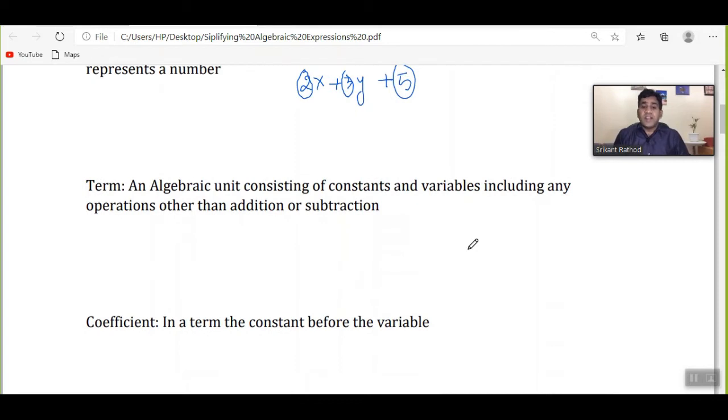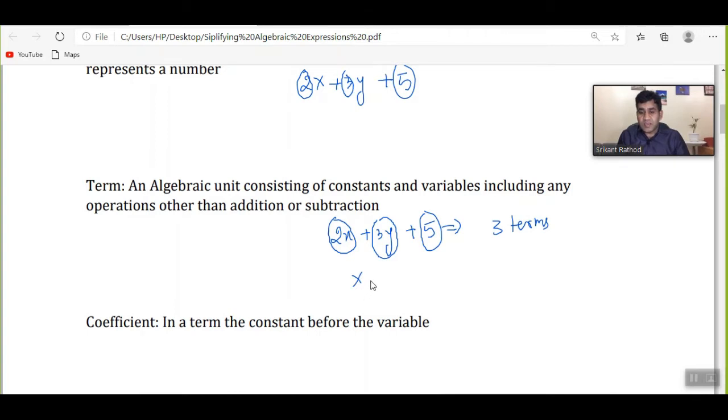A term, an algebraic unit consisting of a constant and a variable including any operations other than addition or subtraction. So it's basically a combination of a constant and the variable. It can have any operation apart from addition and subtraction. Such a quantity is called a term. So here I can say 2x plus 3y plus 5. So here 2x is called one term, 3y is called another term, and the 5 is called another term. So this expression has three terms in it.